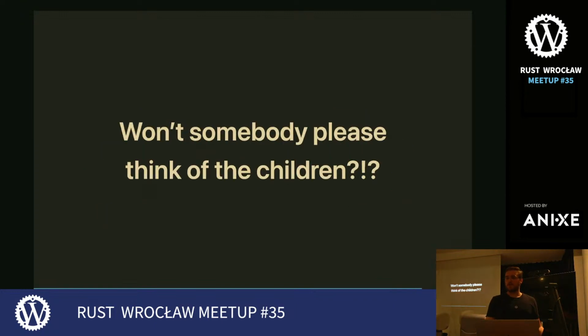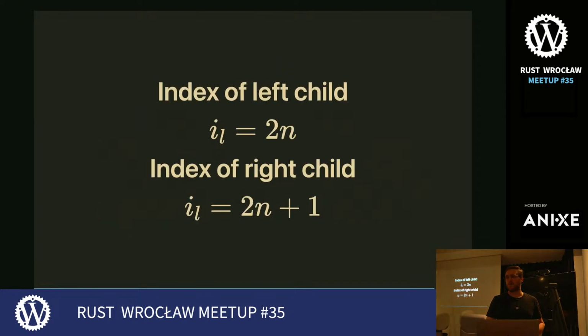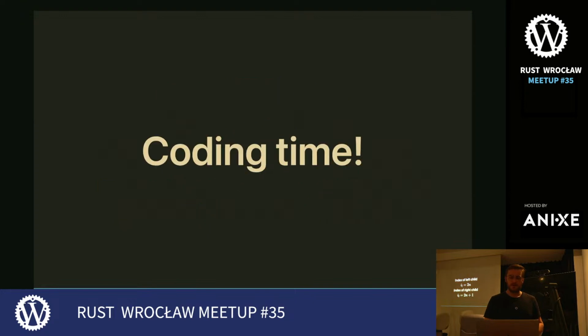We also need to think of the children. So what is a child at a given index? What is the left child at index 3? And what is the right child at index 5, for example? We know previously that to get a parent, we divide by 2. So it should be pretty obvious. I mean, I did this presentation before, so I know it, right? That it's going to be times 2 or times 2 plus 1. Awesome.